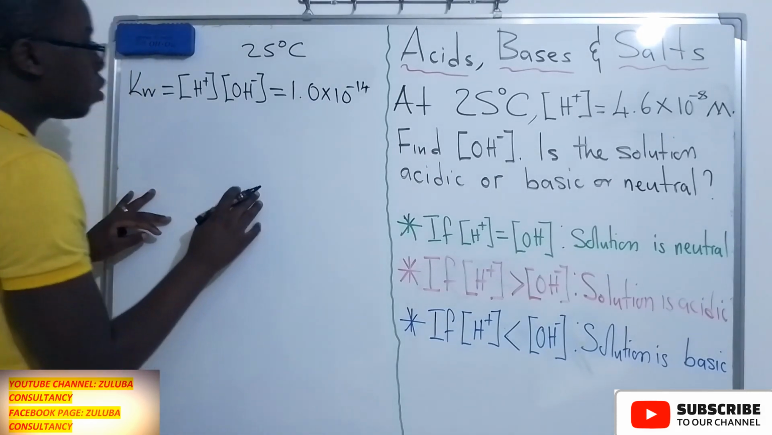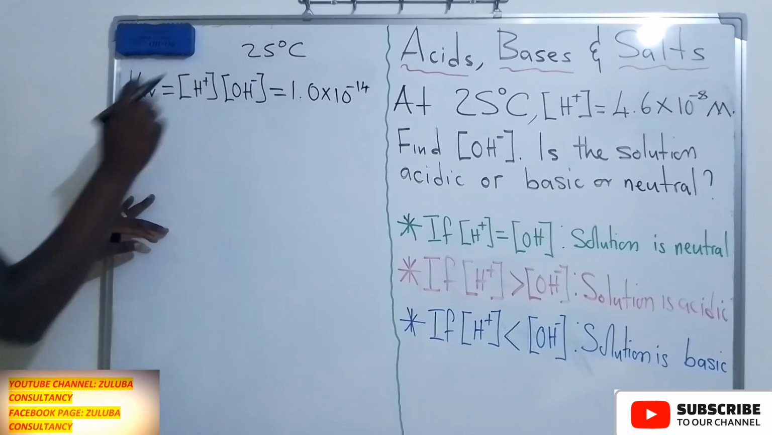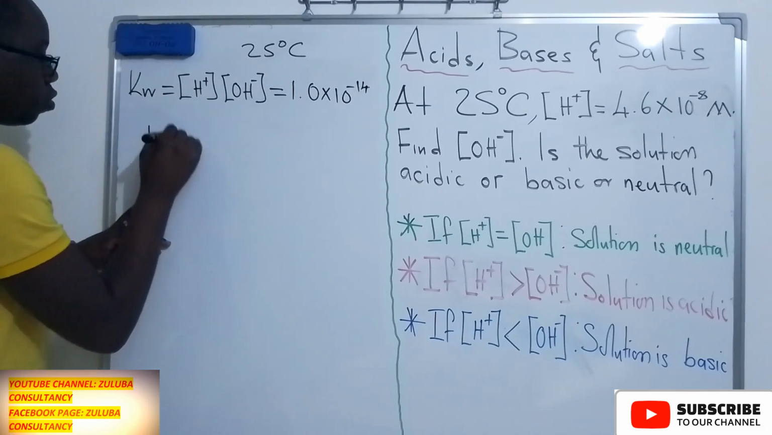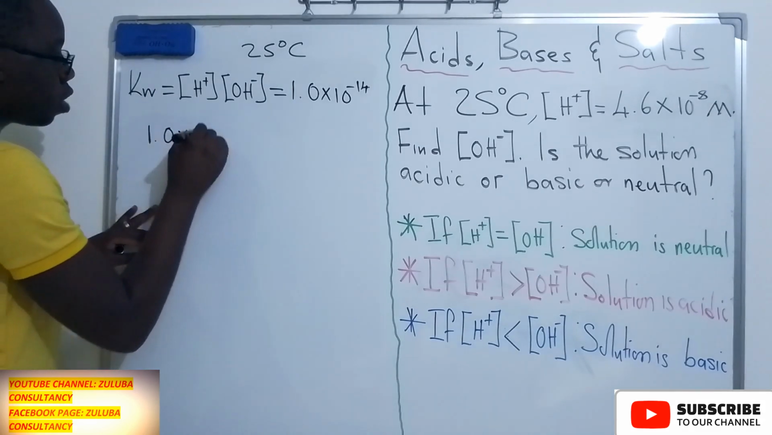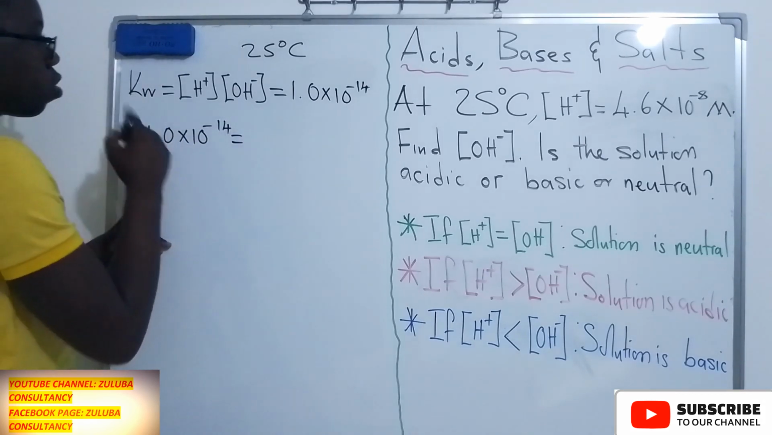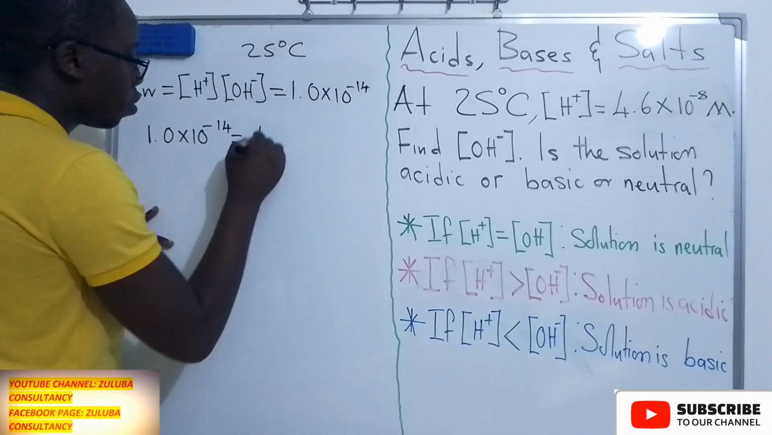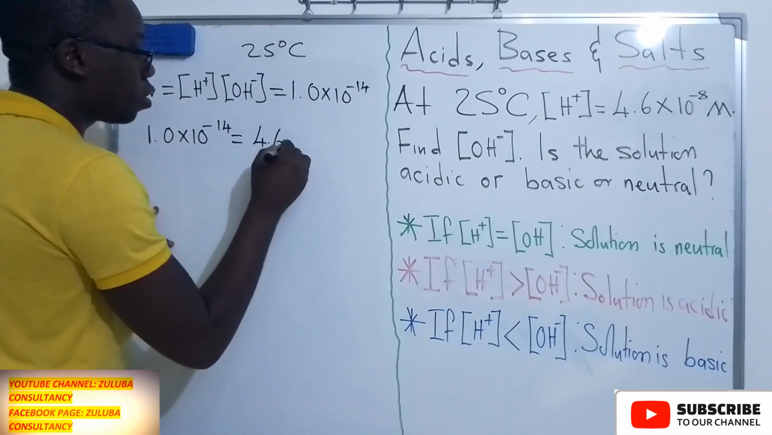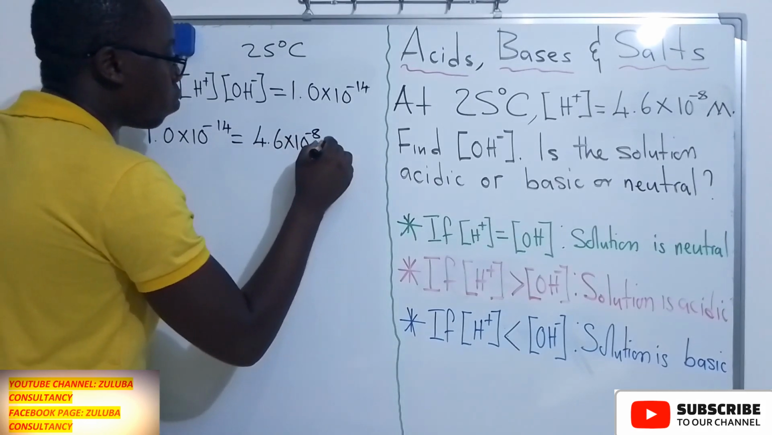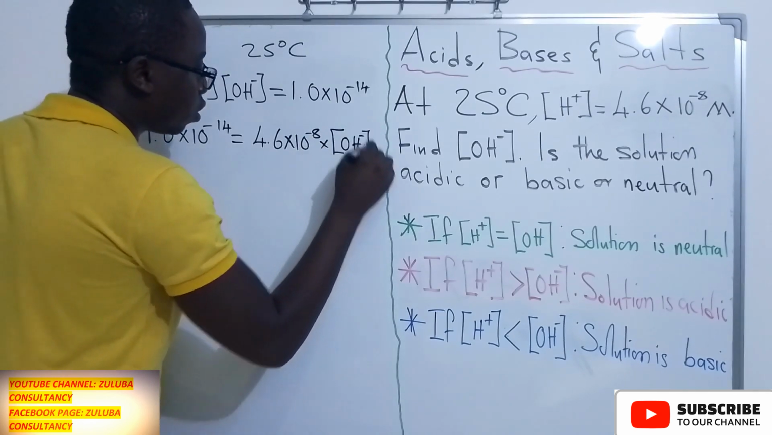For this video, we have exposed this table as a way for you to know that Kw differs at different temperatures. Now, if you know that Kw is equal to 1.0 times 10 to the power negative 14, and we have been given the concentration of the proton, H positive, we can say 1.0 times 10 to the power negative 14 is equal to the concentration of H positive, 4.6 times 10 to the power negative 8, multiplied by the concentration of OH negative.